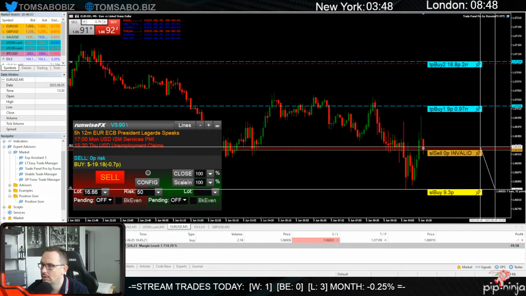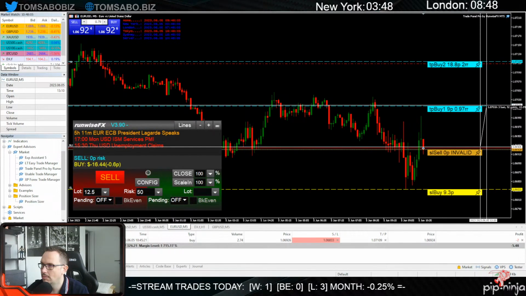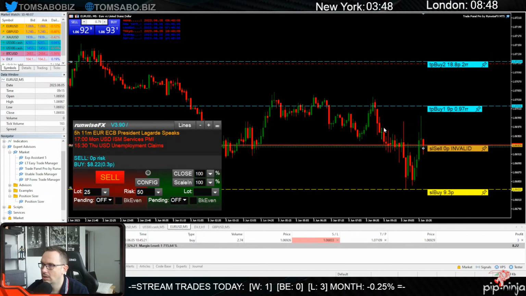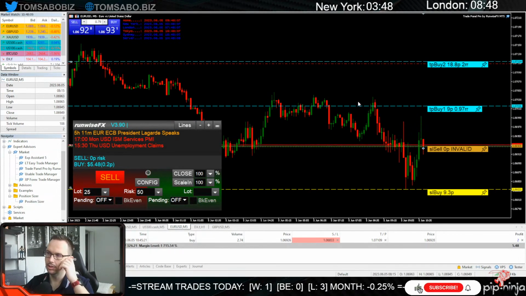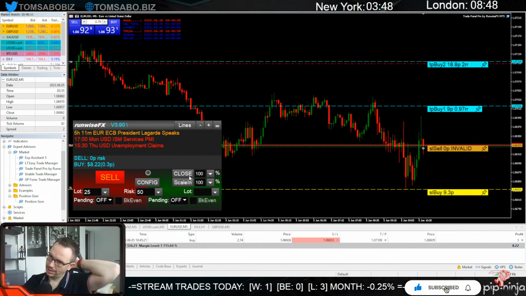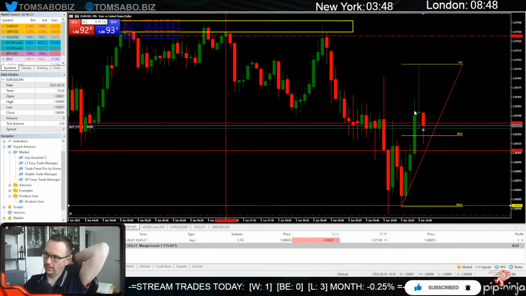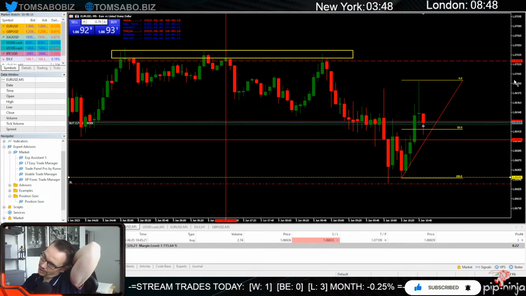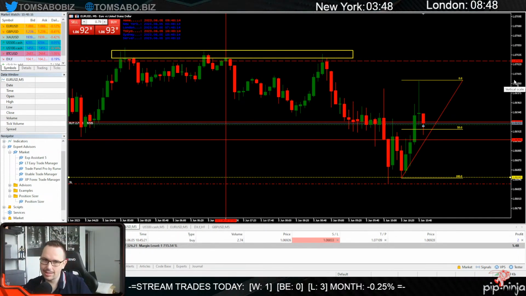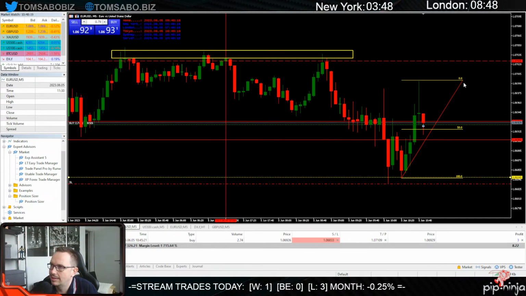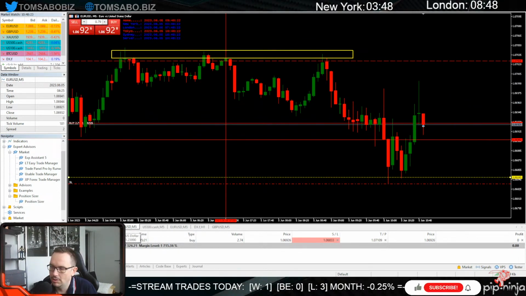This was my entry. This is my stop loss. 9.3. Okay, maybe. I'm gonna take first partial here and second up there. But this is a different chart. So let's see if the EA is going to work or not. I'm in a euro trade, yeah.